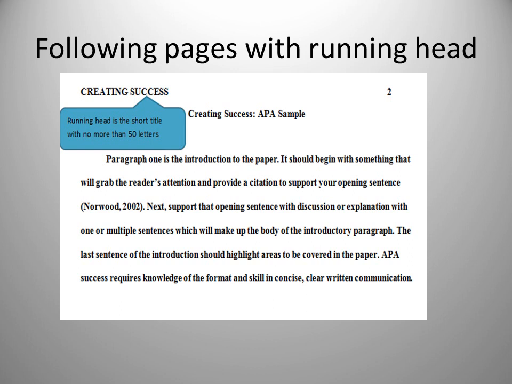Now, following pages throughout your paper are going to have the running head at the top. So the running head is Creating Success. That's going to show up on every page, and then subsequent page numbers. And you can format your computer when you're putting it in Word to keep the running heads coming through all your papers with subsequent page numbers on them, so you don't have to go up and type the running head on each time.